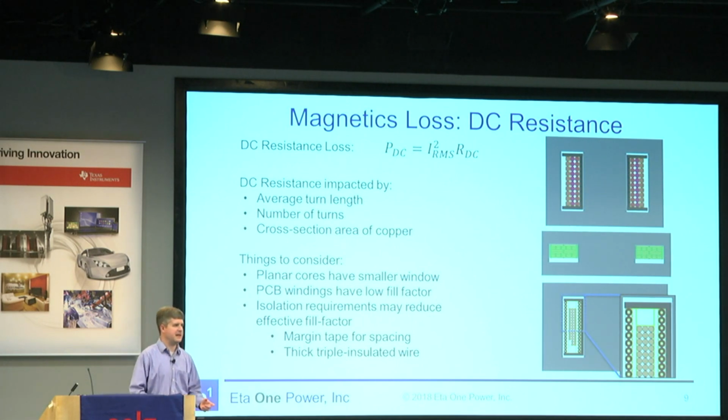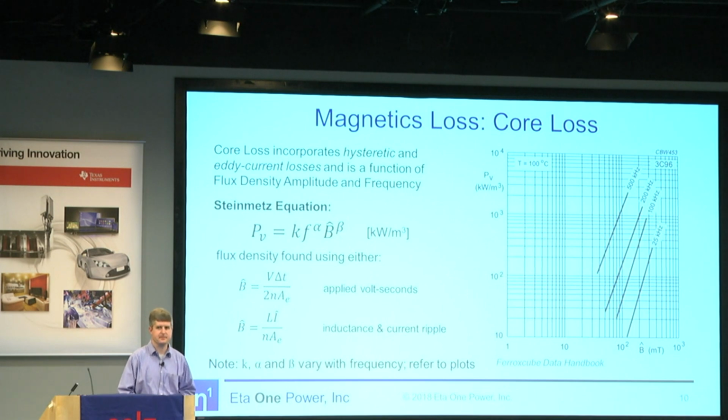Finally, when you're looking at isolation, to achieve that voltage requirement between primary and secondary, you have to put them far apart. That's either using tape or using wire with thick insulation. So those are things you have to consider for DC resistance.